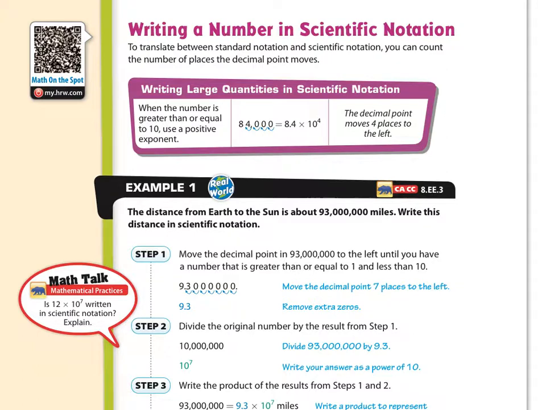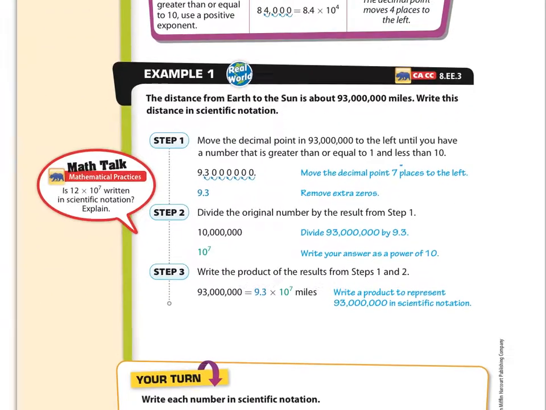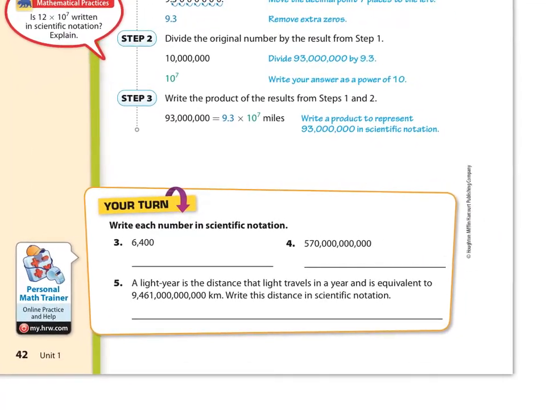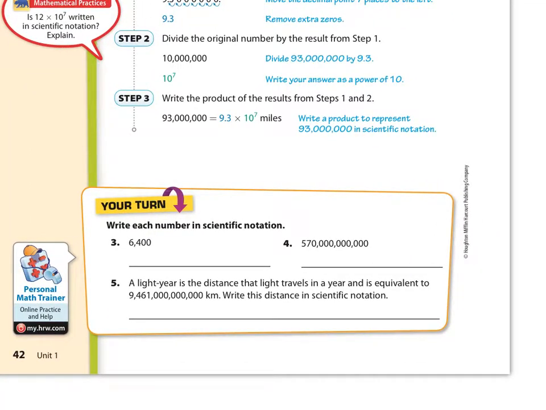This first part on the top could be very helpful. It's going to show you an example, also with an explanation of what exactly you're doing, writing it in scientific notation. We're going to skip that and go ahead to trying some problems. So the your turn, number 3, 4, and 5, all really big numbers. If you could give those a try, please pause it and then check your answers when you're done.